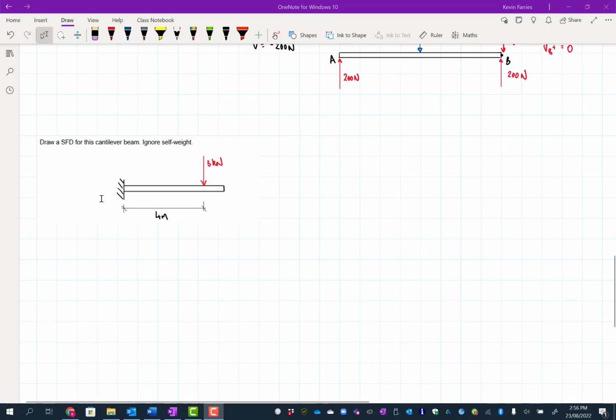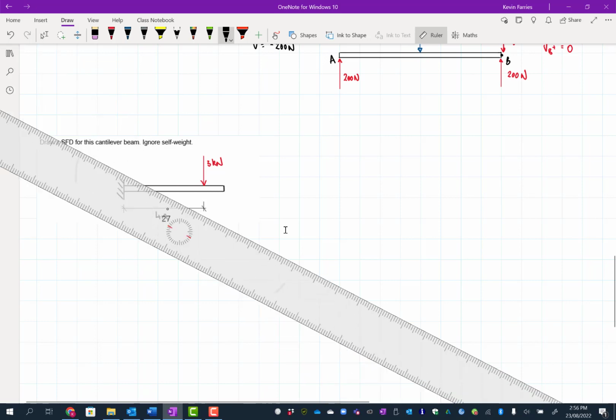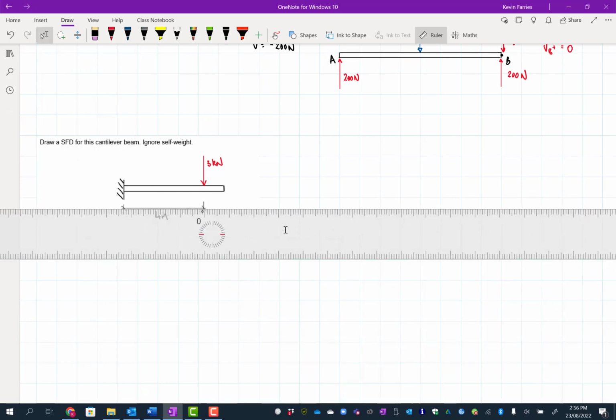It's another fairly simple example. This time it's a cantilever. We've got a 3 kilonewton point load, 4 meters from the support. Maybe the whole thing's 5 meters long. Should probably just put that on actually. We'll just stick that on. So just make this 1 meter from the end or something like that.